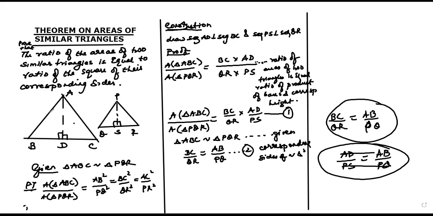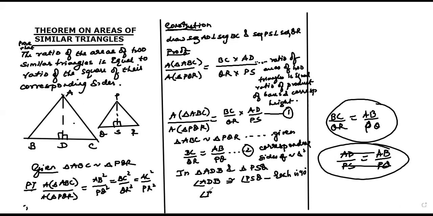So AD and AB, when you look at triangle ADB, AD and AB are the sides. And PS and PQ belong to triangle PSQ. So in triangle ADB and triangle PSQ, can I say angle ADB is congruent to angle PSQ, each is 90? These angles are congruent because each is 90 degrees.